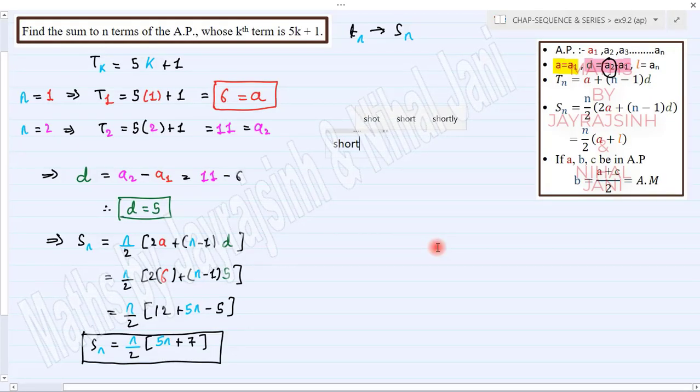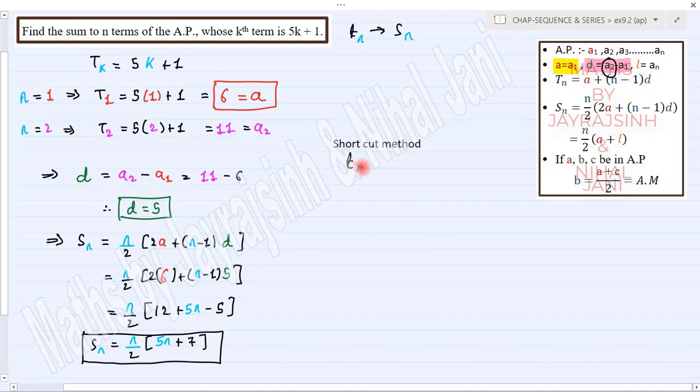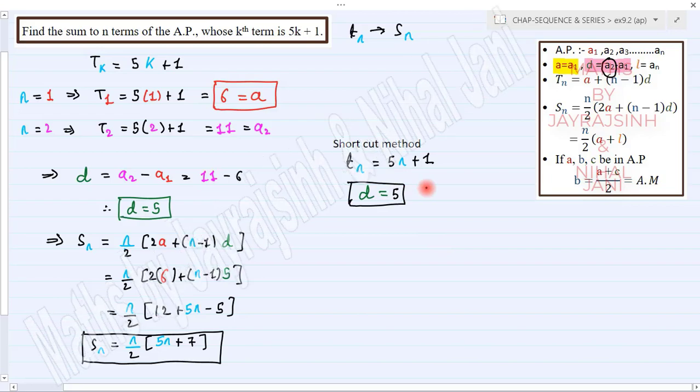Now here, I will suggest you one shortcut method to obtain the common difference from the equation of the nth term, in this case which is 5n plus 1. You can directly get the value of the common difference by the coefficient of n. Ta-da! Use this information smartly.